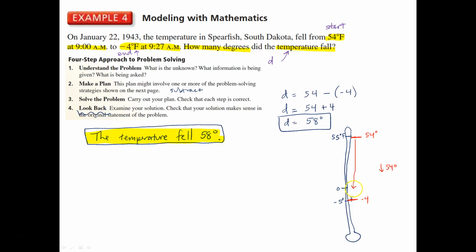So from here to here I went down 54 degrees. And then how far to get from 0 down to -4? I would go down 4 more degrees. So altogether I went down 58 degrees, and that makes sense.